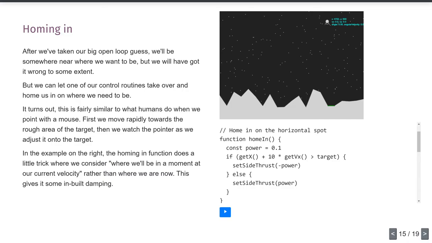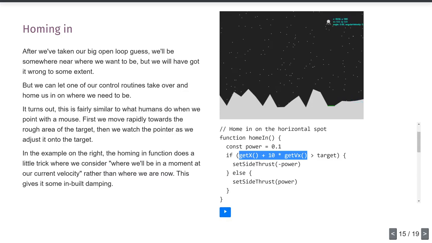Instead, this is like saying, okay, don't worry about where I am right now. Given my current velocity, where would I be in 10 seconds time? And so this just has the effect, because of the way the control stuff works, of applying a little bit of damping to it. So it goes, okay, if in 10 seconds I would have drifted past the target, I want to slow down. If in 10 seconds I wouldn't have reached the target, I want to speed up. And if I keep doing that, you'll see that I kind of get this damped oscillation coming down onto the target.